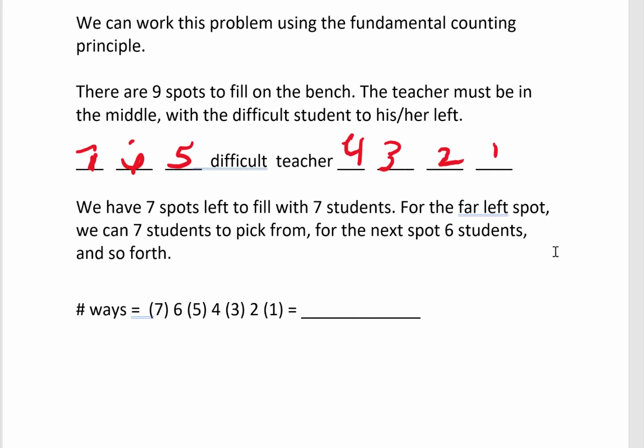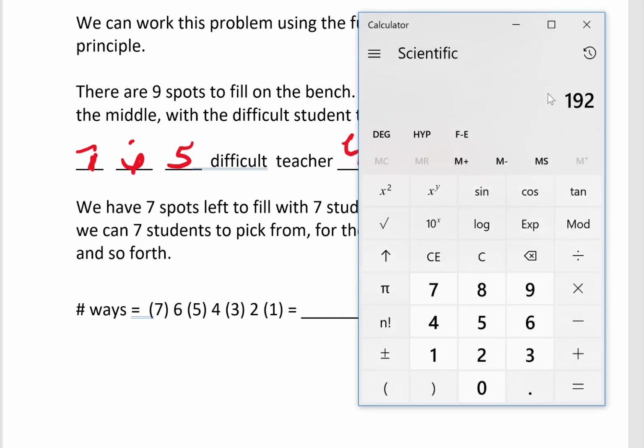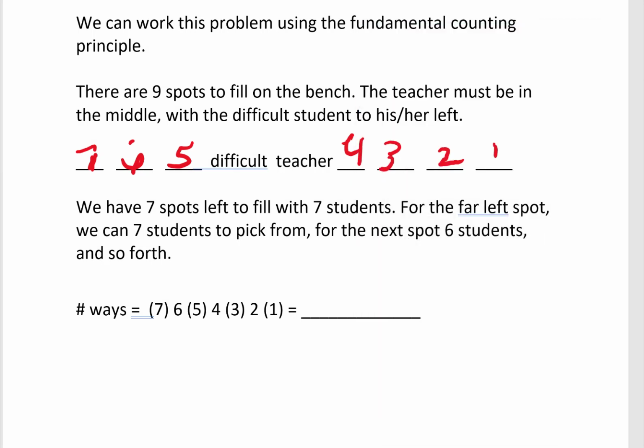And if I pull up my calculator, I'm going to take 7 times 6 times 5 times 4 times 3 times 2 times 1, and I get 5,040.